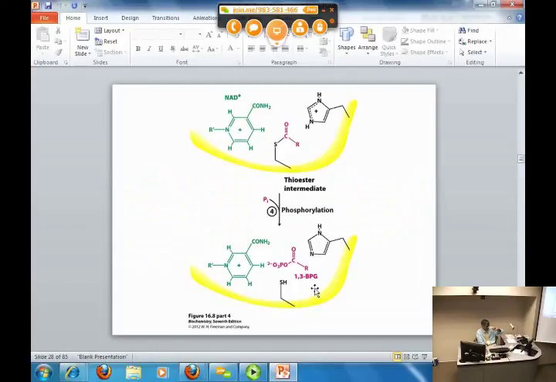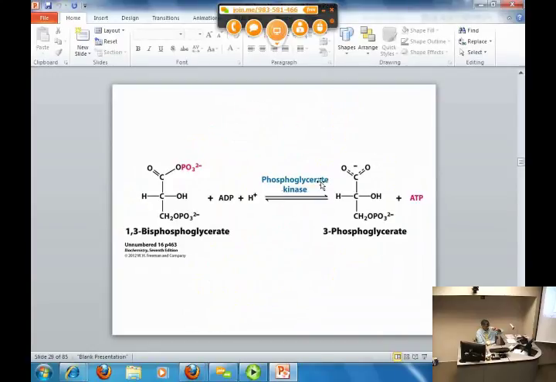Phosphorylation, now the phosphate group has been added to it. Phosphoglycerate kinase, the ADP, now this PO3 or phosphate group is added to ADP in the presence of hydrogen. The kinase is facilitating this reaction. You get ATP formation and 3-phosphoglycerate is formed. So the first carbon phosphate is donated to ADP to form ATP. Now we get ATP, a more energized molecule, and 3-phosphoglycerate.